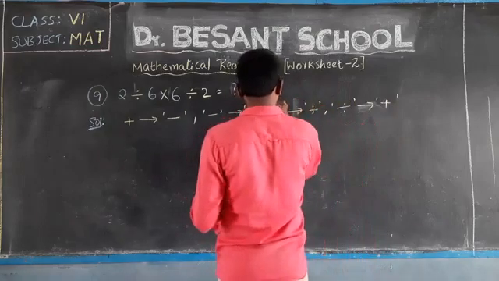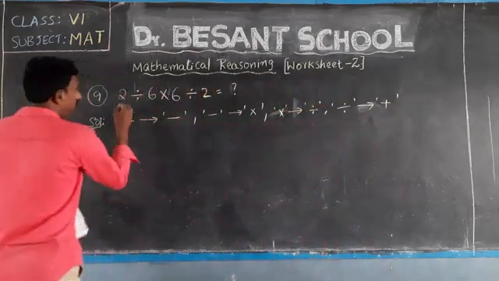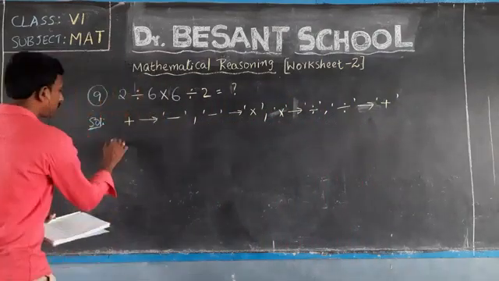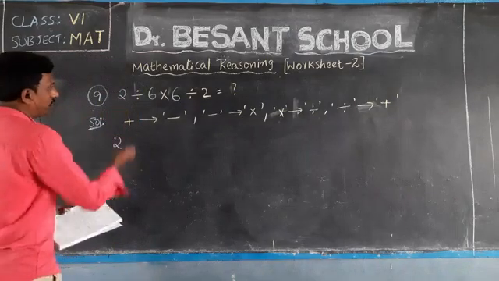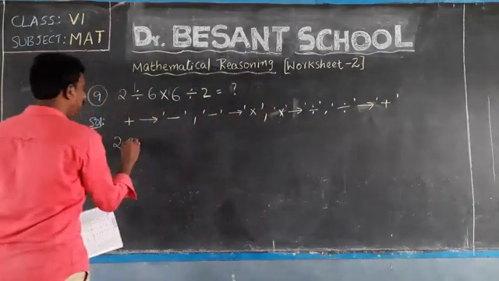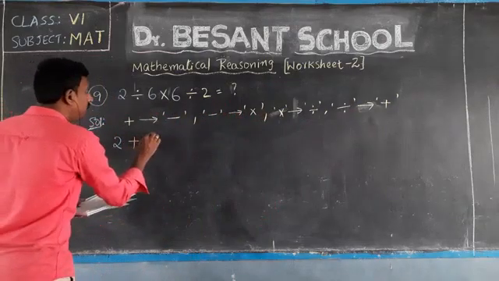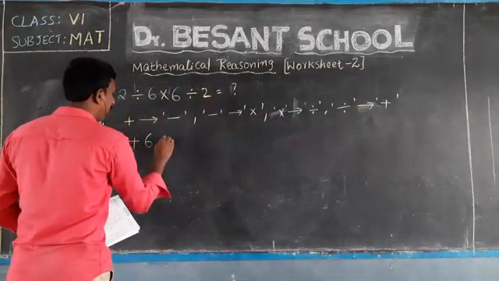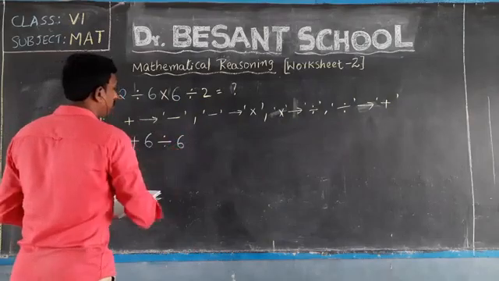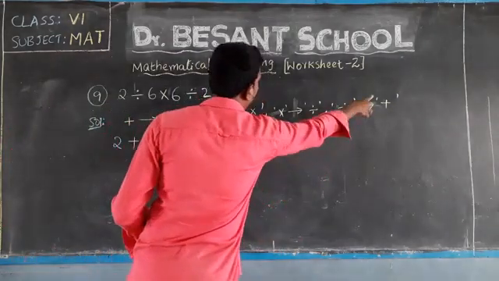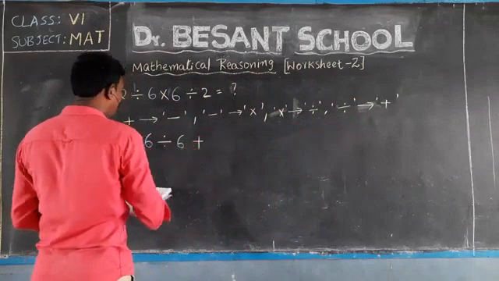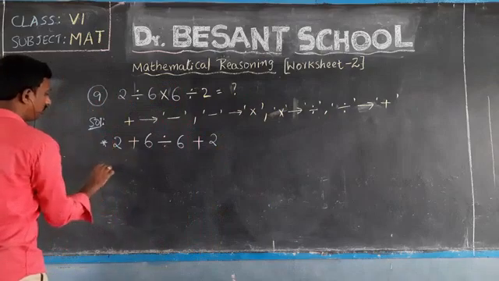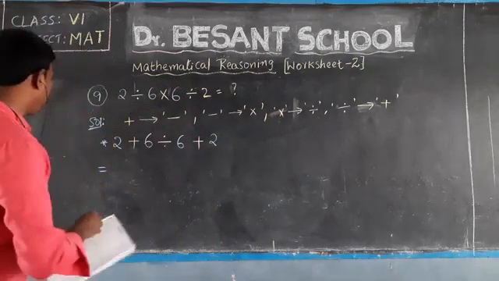So 4 symbols were interchanged. So according to that we have to do the problem. Now write down our problem part. 2, what is next given? Divided by. Divided by means what you have to do? Plus. So 2 plus 6 into is there. Into is there, you have to do division. Divided by 6. Now division is there again. So divided by is to be changed as plus. Then what is that? Plus 2. Yes. Okay. So that is the way you have to change.